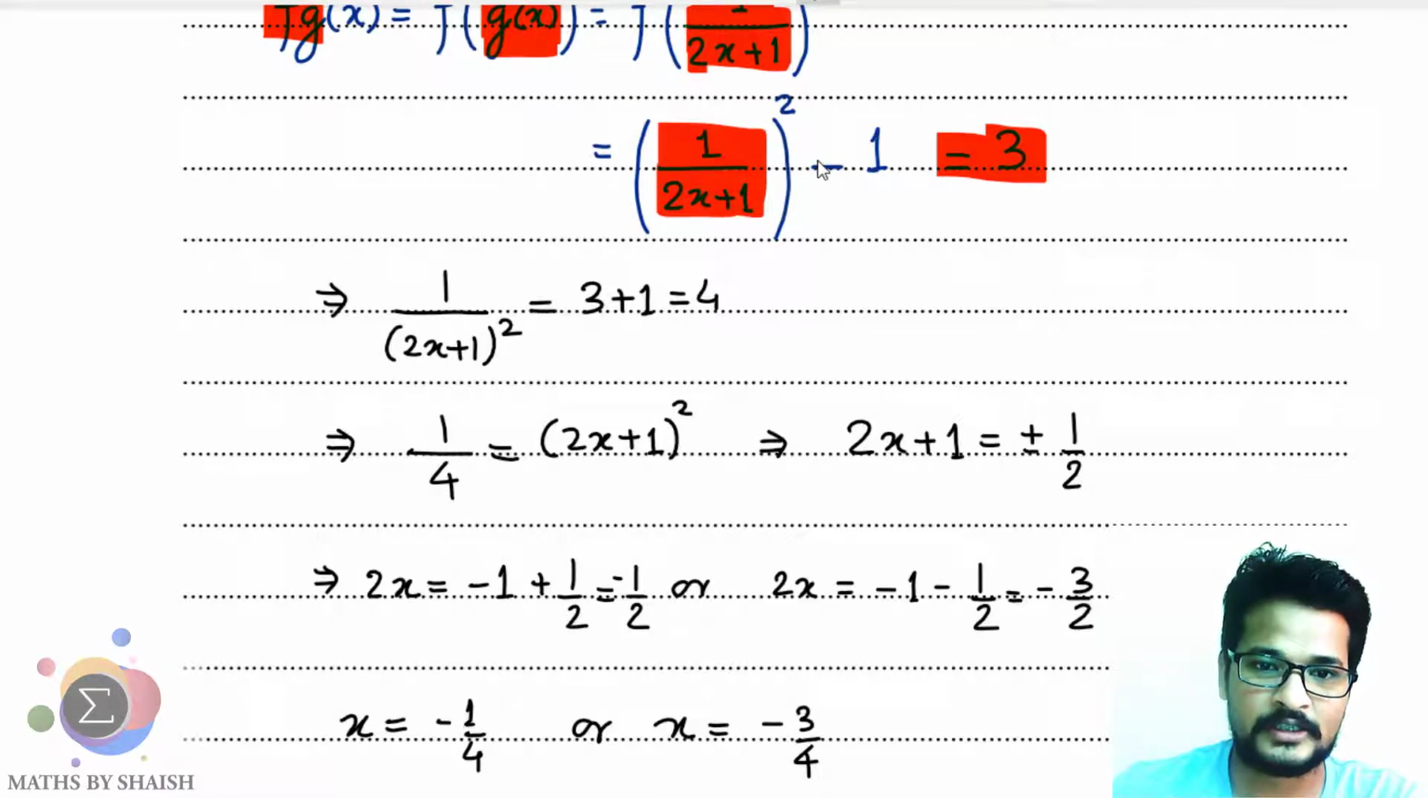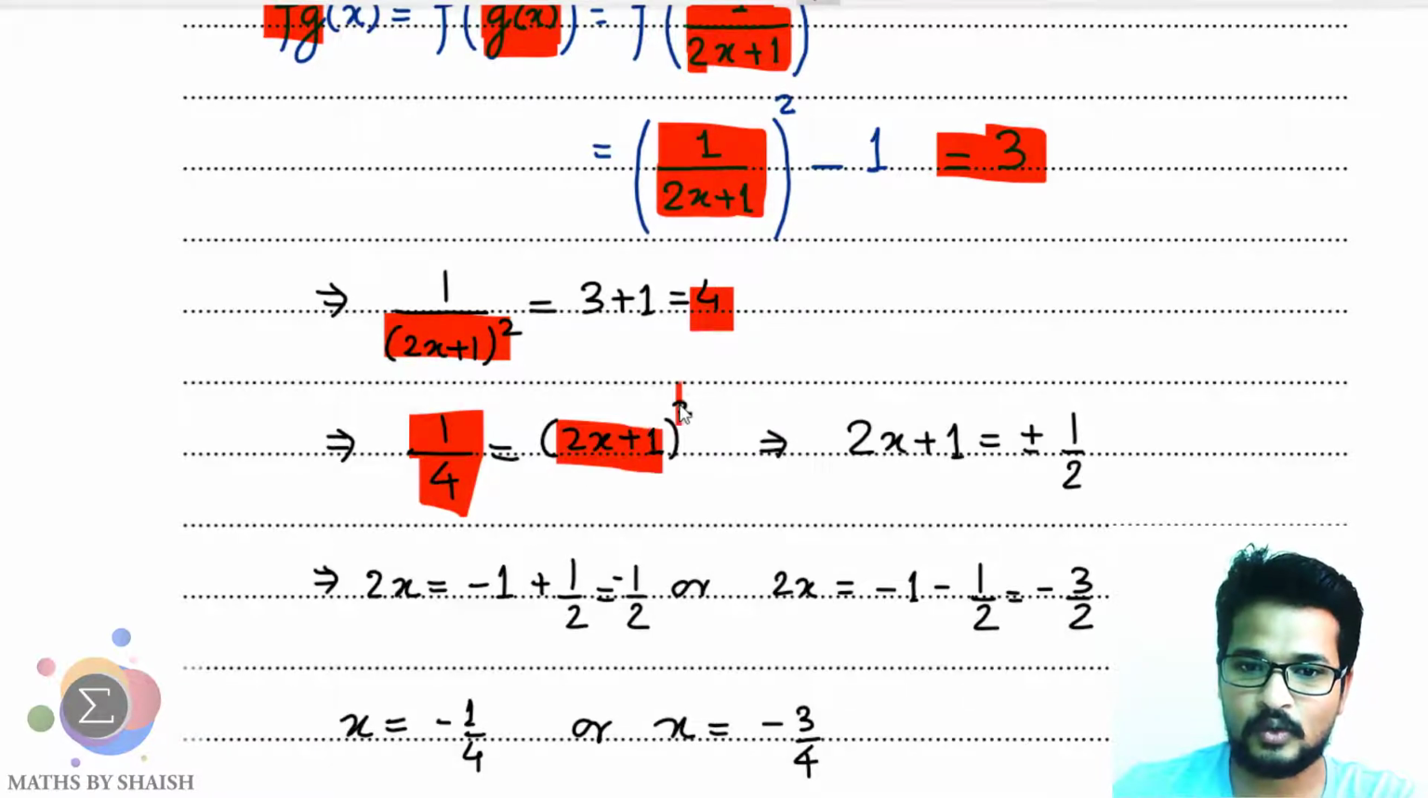It's better to send this minus 1 to the other side so that it will become 1 upon something squared equals 4, and it would be easy to take the square root. We have two options: either we cross multiply, open the bracket and then solve it, but it's better if we have only two terms, then we should take the square root. So I took the cross multiplication and I got 1 upon 4 as (2x plus 1) whole squared.